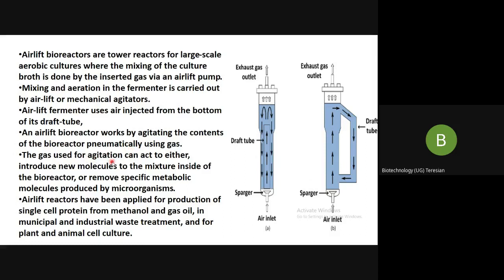The gas used for the agitation can act either to introduce new molecules to the mixture inside the bioreactor or to remove specific metabolic molecules produced by the microorganism. Airlift reactors have been applied for the production of single cell protein from methanol and gas oil, in municipal and industrial waste treatment, and for plant and animal cell culture. Hopefully, this is clear.